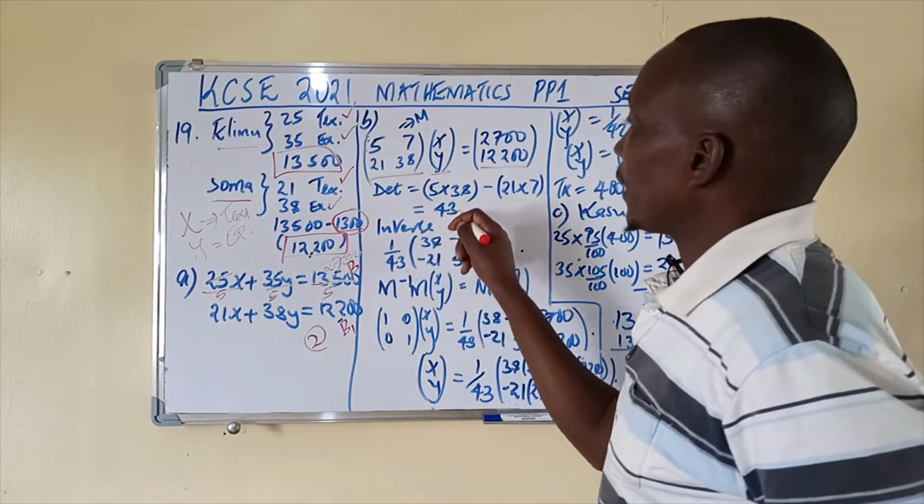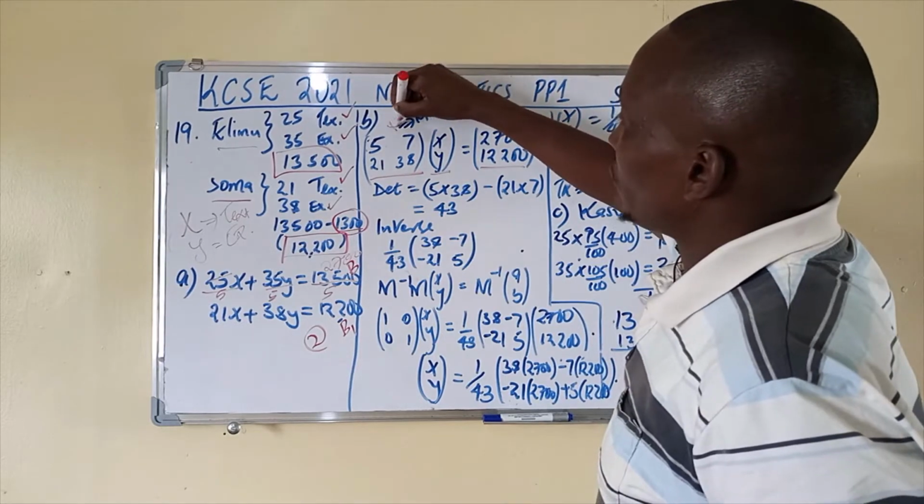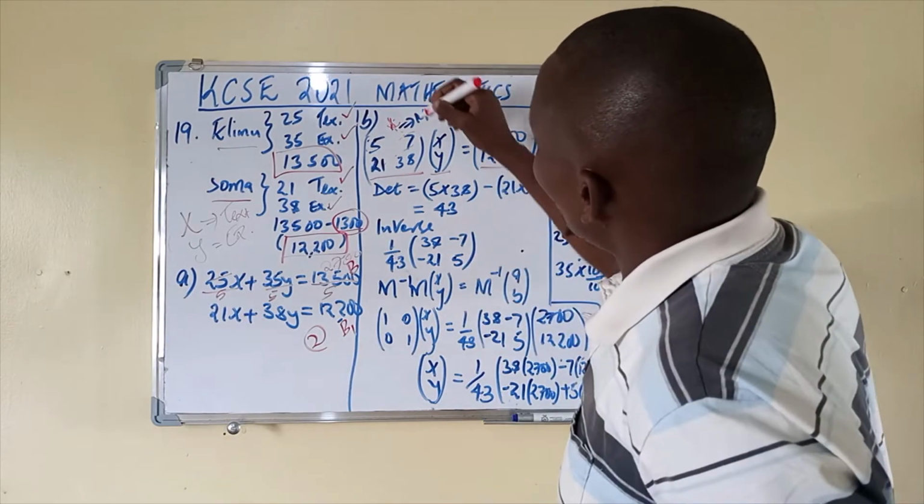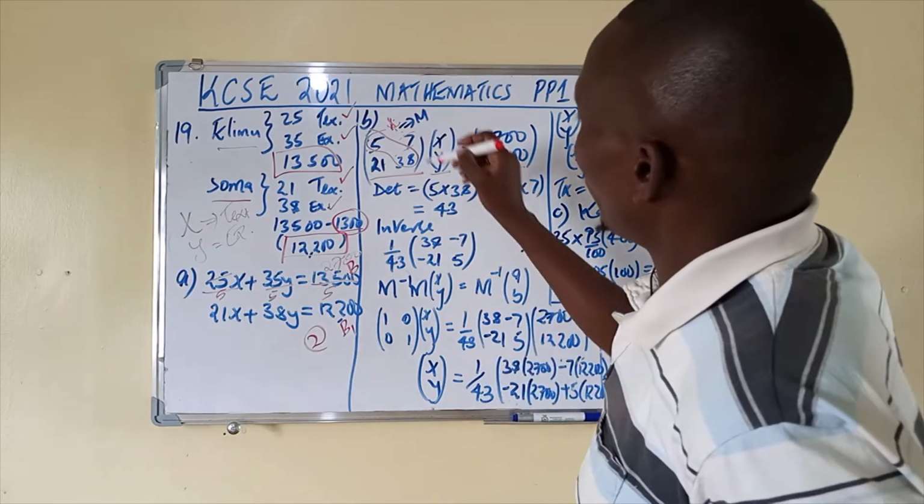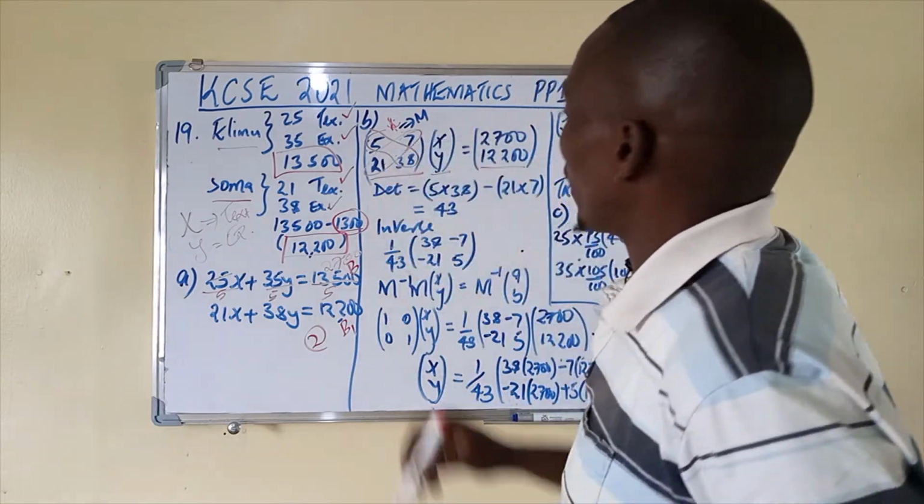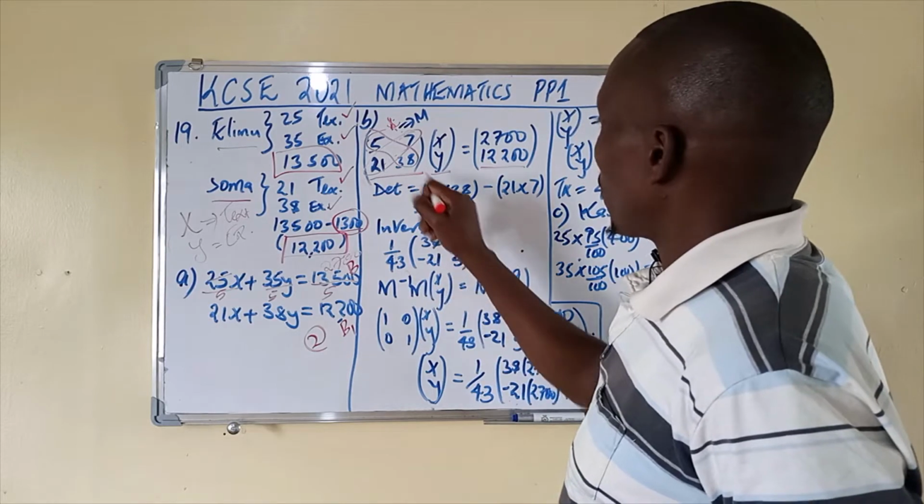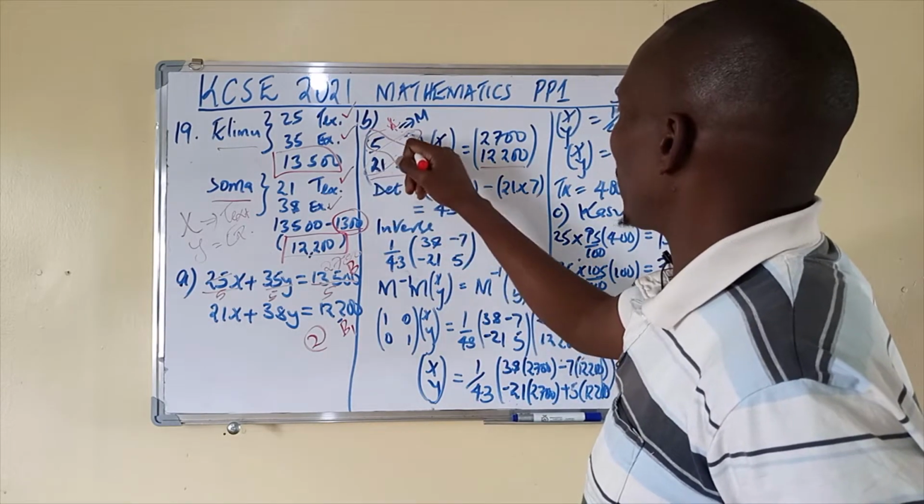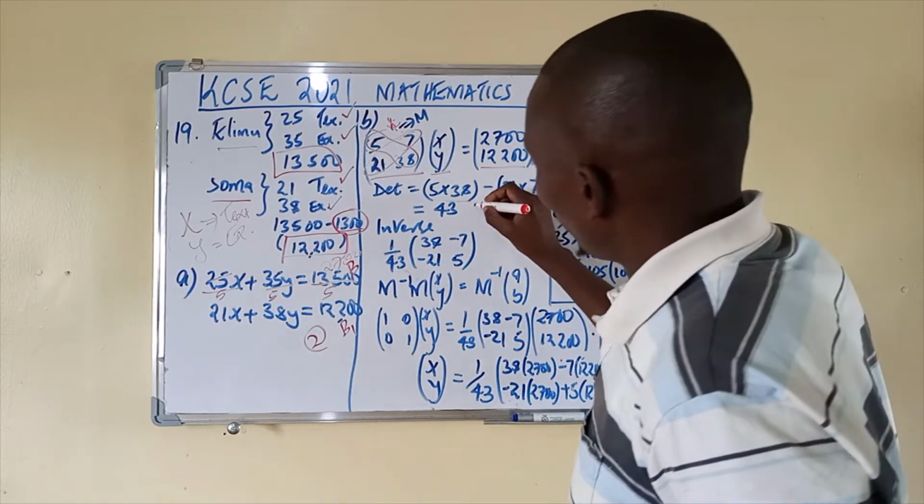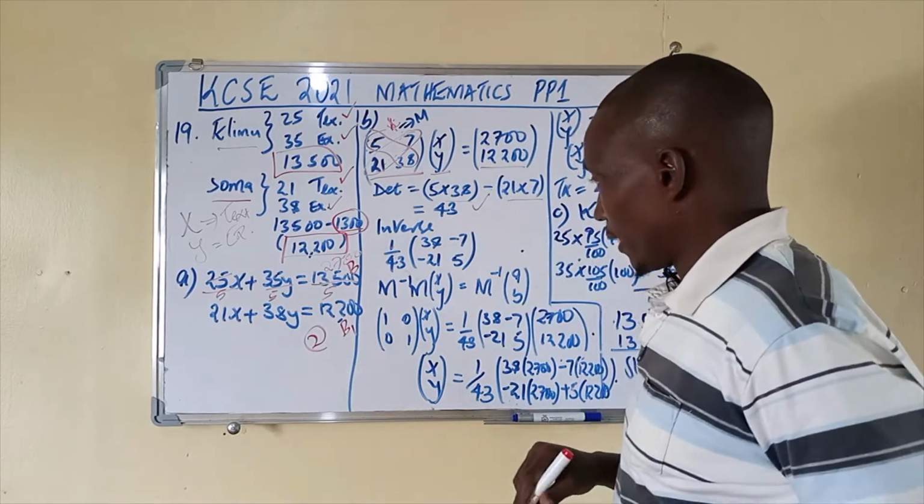Then you find the determinant of the matrix of the coefficient. How do you get the determinant? The product of the elements in the leading diagonal, subtract the product of the other diagonal. That is 5 times 38, subtract 21 times 7. By doing that, the student was able to get that.